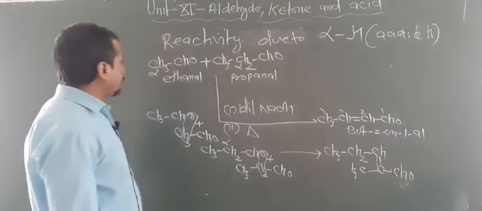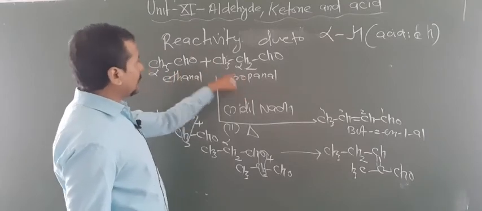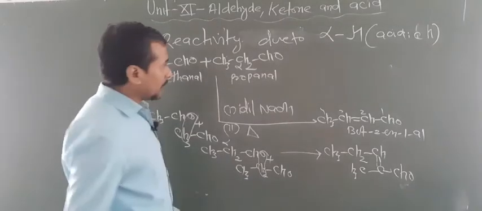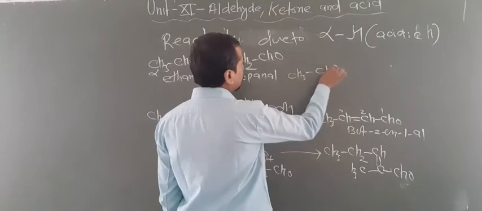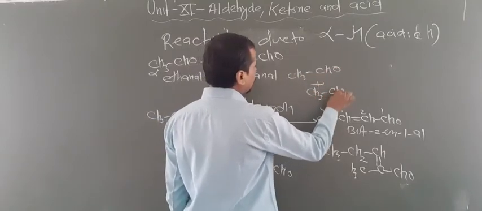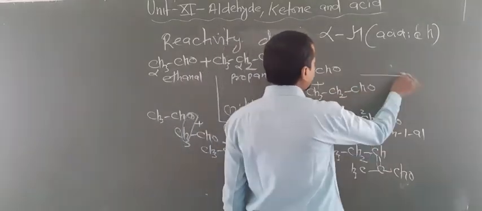Now what happens if this aldehyde attacks this one and this aldehyde attacks that one? So this is known as the cross aldol product. So now again look here, CH3 CHO you can keep here like this. Now you can move to CH3 CH2 CHO. So again the same thing is repeated.